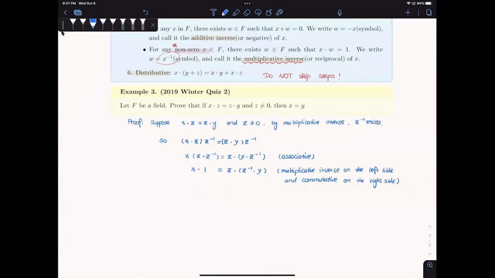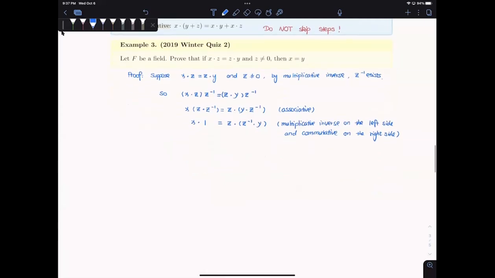And try to answer each other's questions in the chat because you guys have too many questions. And if I answer everything, it's going to take forever. So try to answer each other.